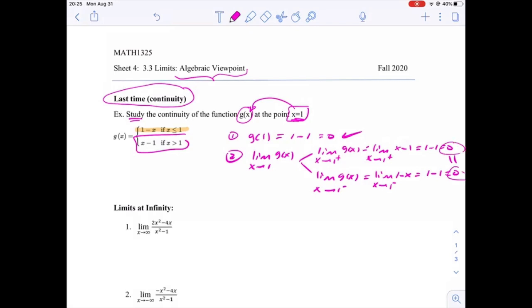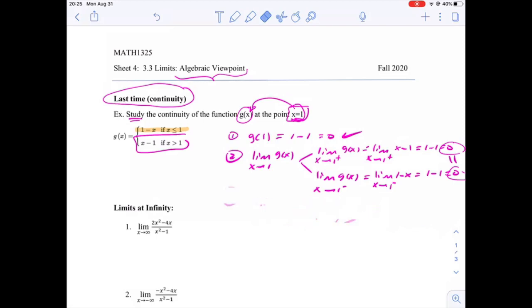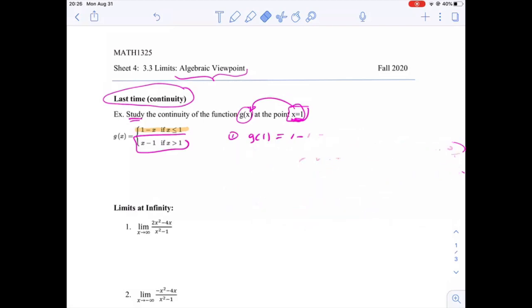It's equal to 0. The third condition is that the limit at 1, or the value of the function evaluated at the point under study, is equal to the limit as x goes to 1. That is what we covered last time. Now we will start a new topic.